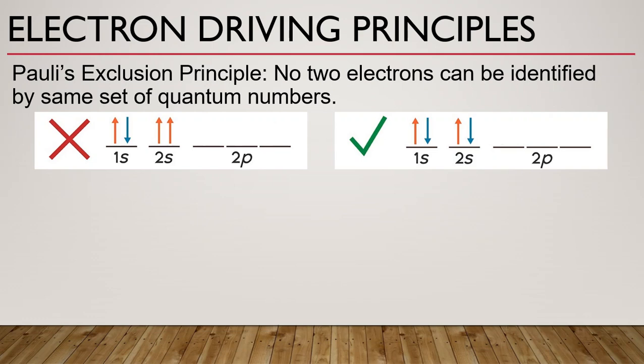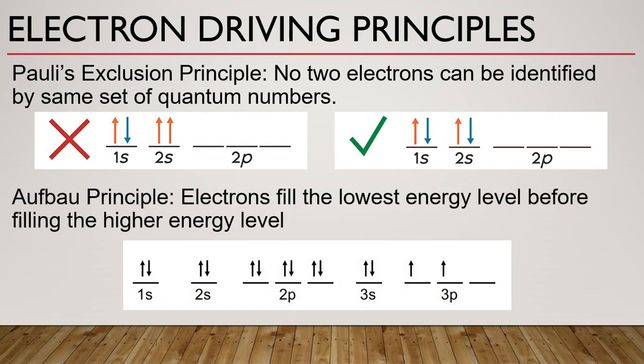Another principle is the Aufbau principle. It states that electrons fill the lowest energy level before filling the higher energy level. To make it easier to understand, you must fill 1s before you proceed to 2s, and before you proceed to 2p, and so on and so forth. So it must go from the lowest energy to the higher energy level.